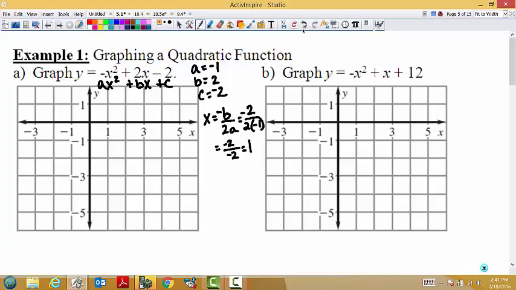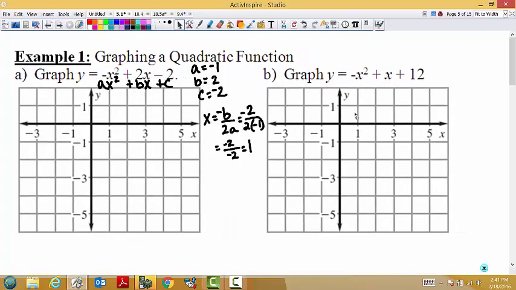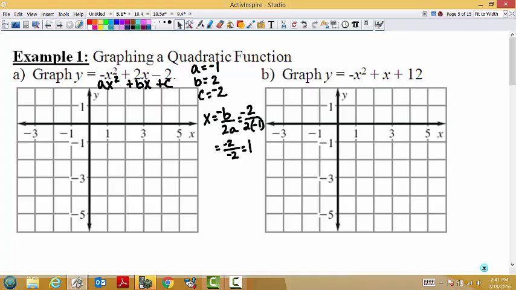Tell you what we're going to do. Can I move that one over? No. Drat. I don't have a whole lot of room.